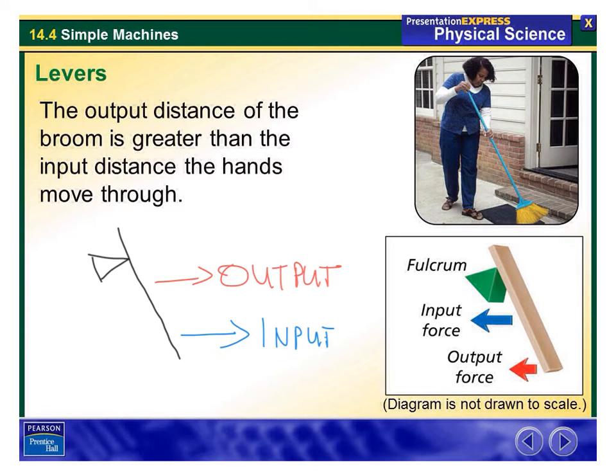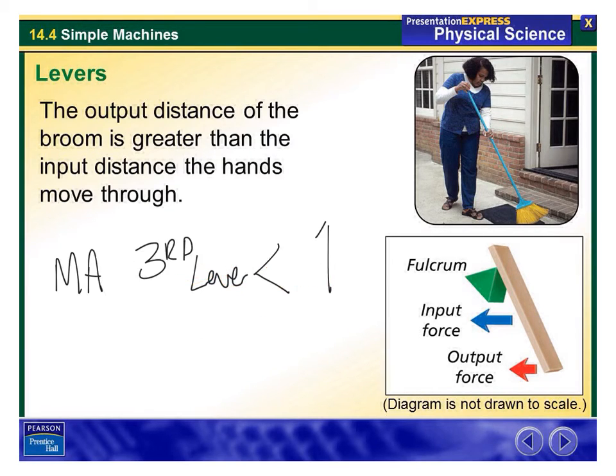An example of a third-class lever is a broom. Notice that a third-class lever is essentially the exact opposite of a second-class lever like a wheelbarrow. Notice that in a wheelbarrow, the output force or the load of the wheelbarrow is in the middle and the input force is at the handle. It is reversed in a broom. In a broom, the output force is on the outside and the input force is on the inside. Output force, input force, fulcrum. Because of this, the mechanical advantage of a third-class lever is always less than 1.